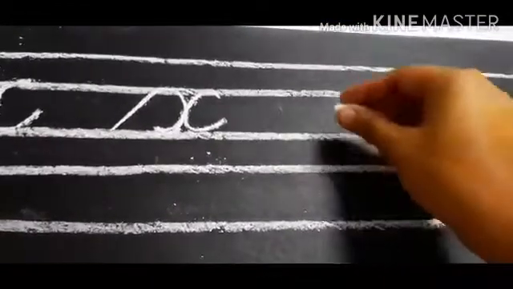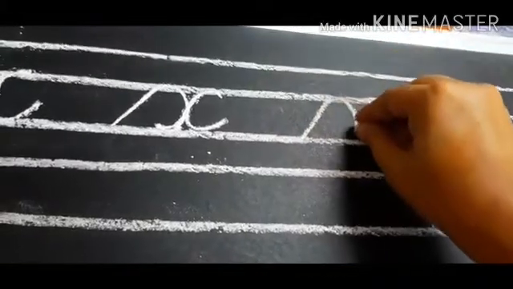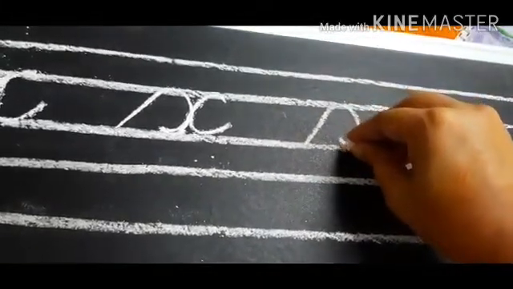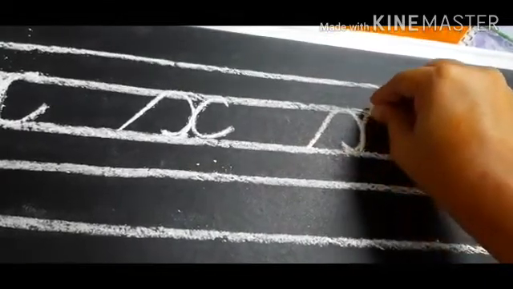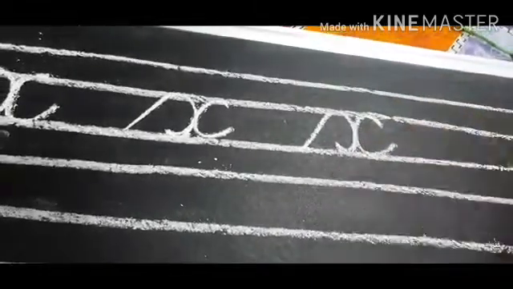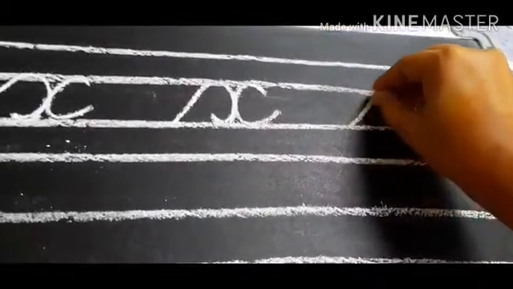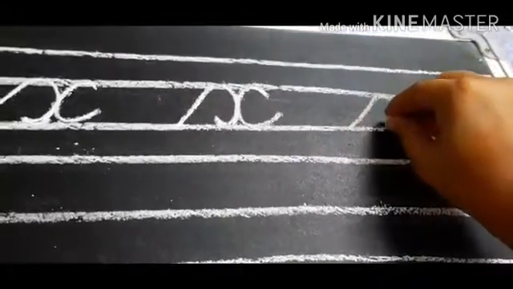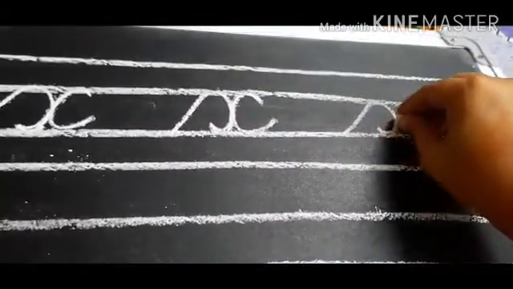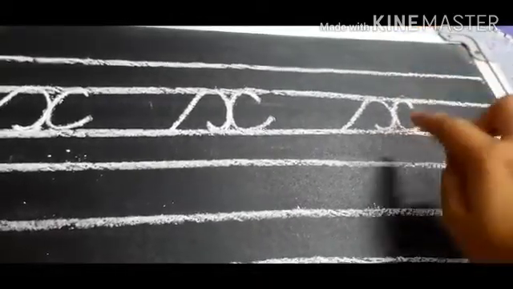Cursive X. Look here once again. From the third line, go slant, take a turn, make a half curve touching the third line, again go back and then make a half curve here like this. Cursive X. Look here once again. From the third line, go slant, touch the second line, make a half curve, touch the third line, go back and then again make a half curve like this. What is this? This is cursive small letter X.